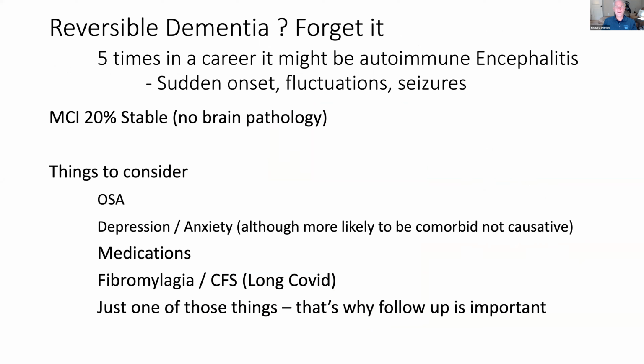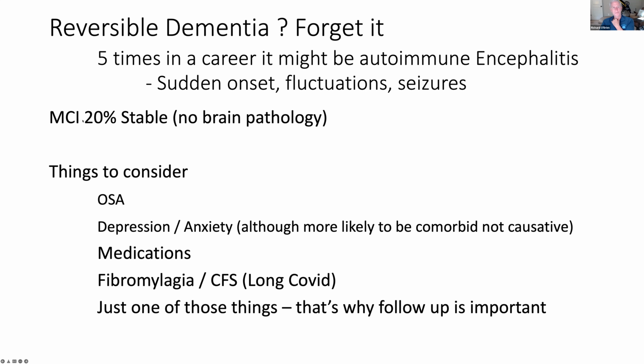Are there reversible dementias? Forget about it. If you read a textbook, they'll say something crazy like 5 or 10%, whereas I would say 5 times in a career is all you're going to ever get. And those are almost always autoimmune encephalitis, because they're sudden onset, they fluctuate, have seizures. I take the rule that if you don't have seizures, you don't have an autoimmune encephalitis. The actual number is probably 80%, but now in the days where we're doing lumbar punctures right and left for AD biomarkers, you can easily throw in an autoimmune panel on somebody who you're a little concerned about.